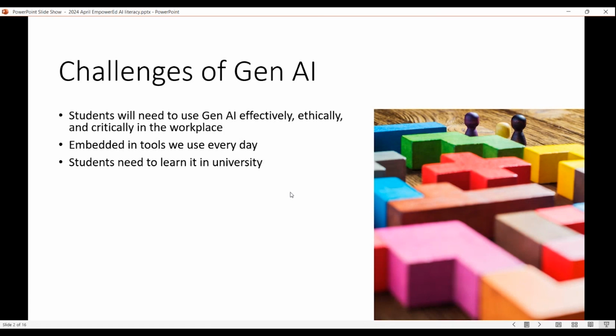So therefore, we have to teach it to our students. We have to teach AI literacy somehow to our students so they can learn it in university and be ready for what comes next. But the sticky bit here is that the landscape for AI, even a year and a half after ChatGPT launched, is still changing rapidly. It's like standing on shifting sands and trying to make a map. It's very hard to do.